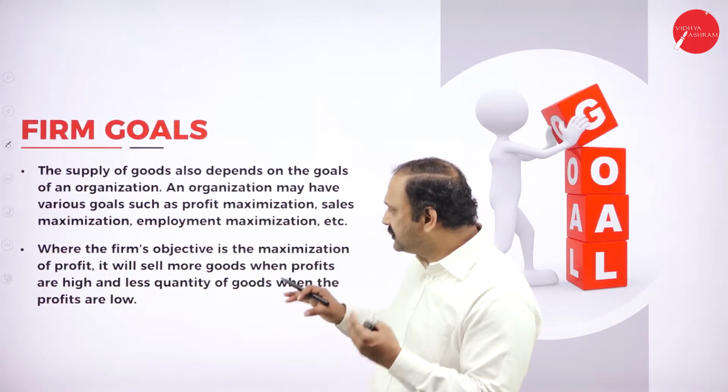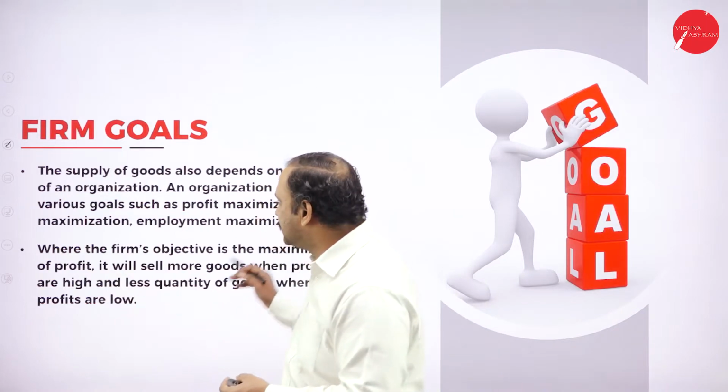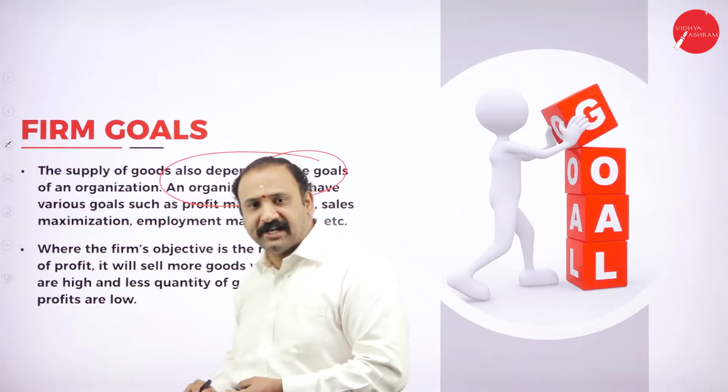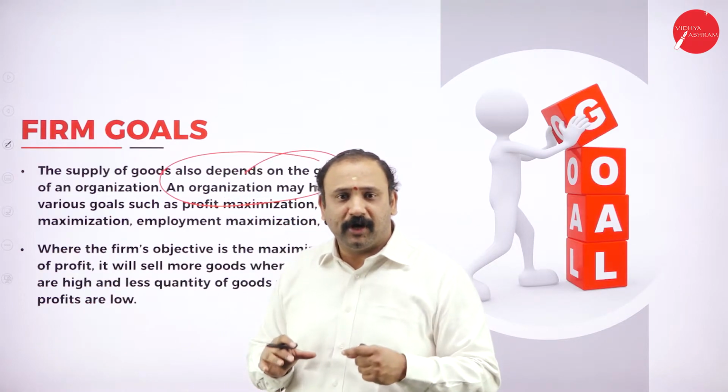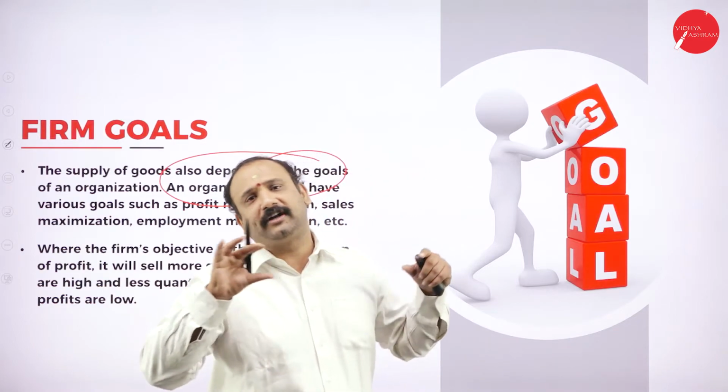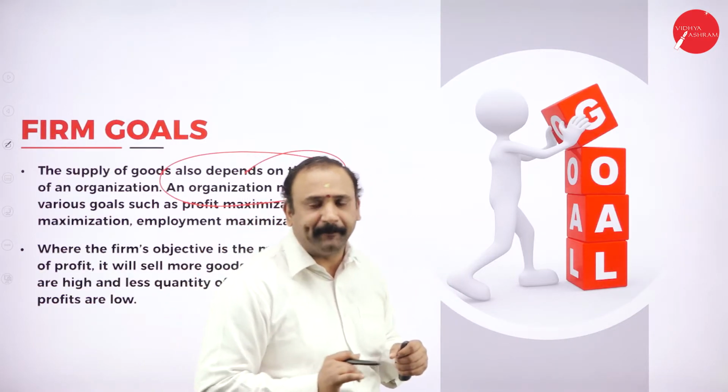This is followed by the firm goals, as I was talking about. Why? Because the supply of goods also depends on the goals of the organization. Now, the goals of organizations are always very big, and that requires a lot of thinking altogether.